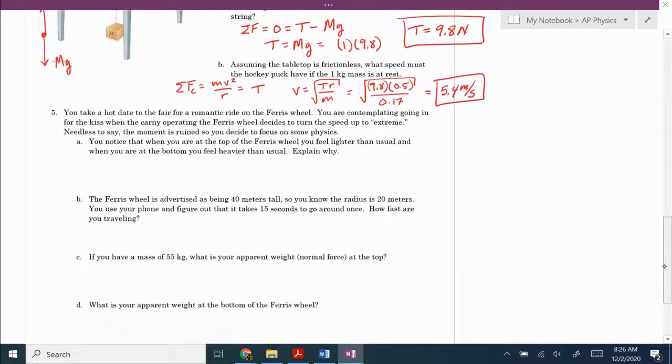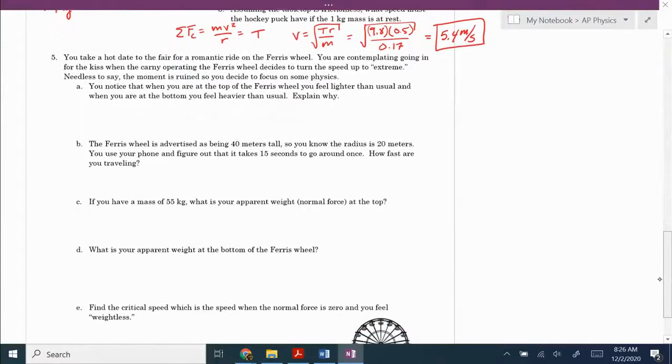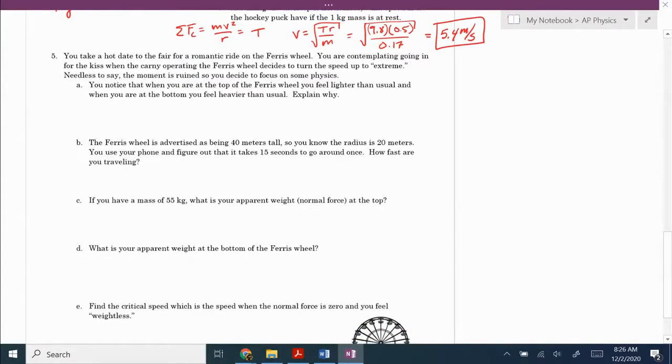All right. Last one here. You take a hot date to the fair for a romantic Ferris wheel ride. You are contemplating going in for the kiss when the carny operating the Ferris wheel decides to turn the speed up to extreme. Needless to say, the moment is ruined, so you decide to focus on some physics. Good plan. You notice that when you're at the top of the Ferris wheel, you feel lighter than usual, and when you're at the bottom, you feel heavier than usual. Explain why.